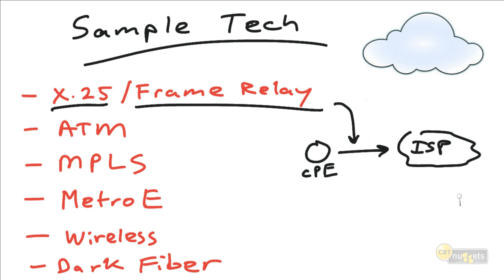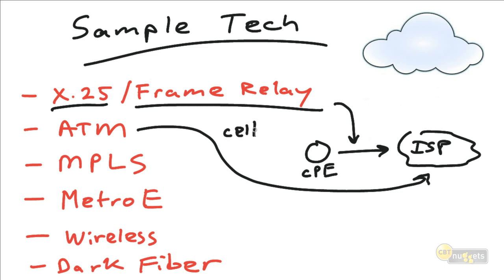What was interesting about these packet switched technologies is that inside the internet service provider cloud, there might be some other technology running for WAN like ATM. Frame relay is considered packet switching. ATM is considered cell switching, and that's because they figured out how to take the information and divide it up into small fixed length cells.